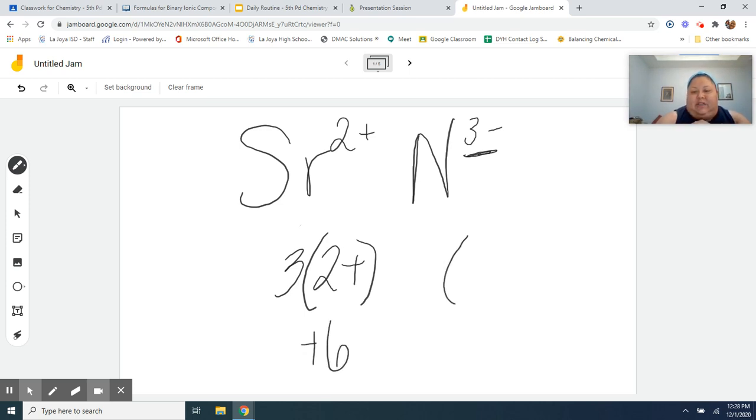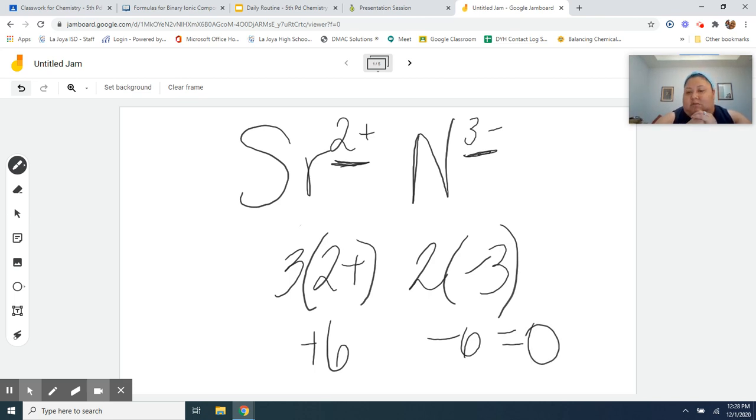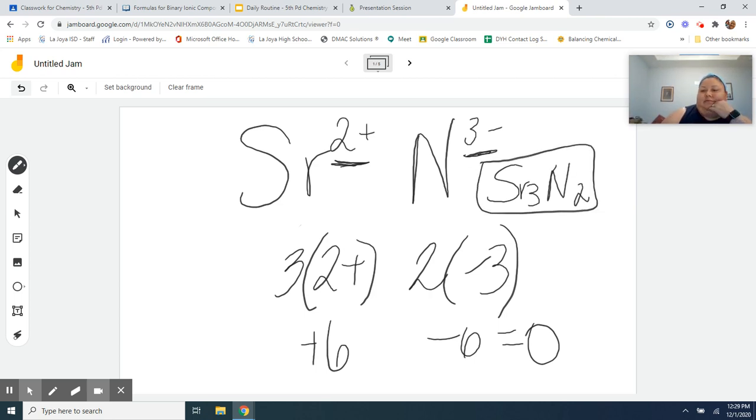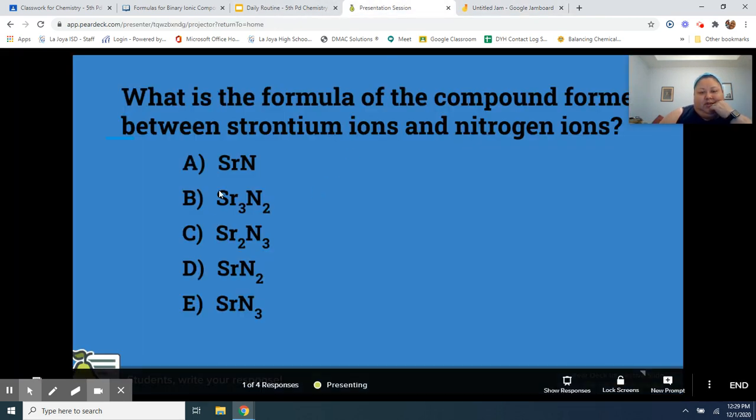Now for nitrogen, I know I have a -3. Well, what's the number for strontium? 2. That'll give me, oops, not positive, -6. Does that equal 0? Yes. So for my formula, I need 3 strontiums and 2 nitrogens. If you look at the presentation, that's letter B.